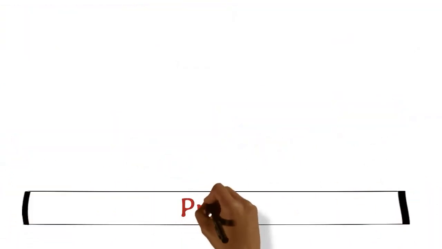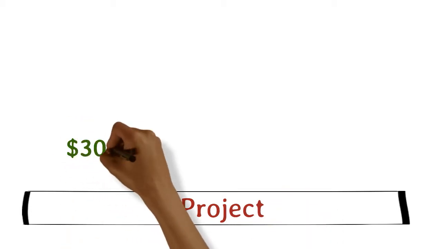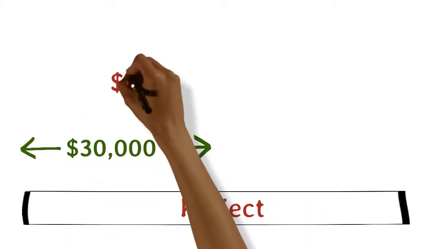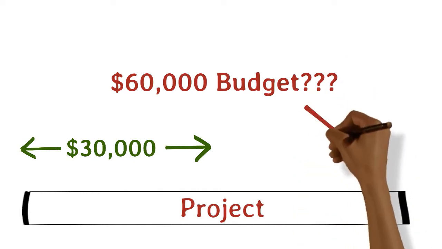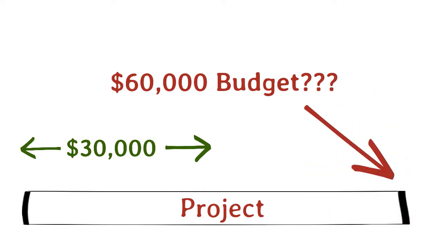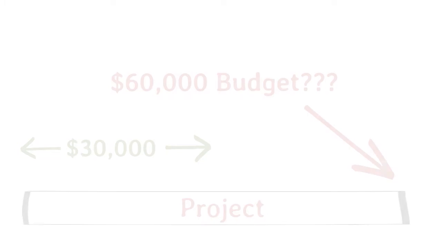For example, if $30,000 is spent by the halfway point of the project, does this mean the project will meet its budget? What if more of the costs will be incurred near the end of the project? This could indicate that the project will be over budget.